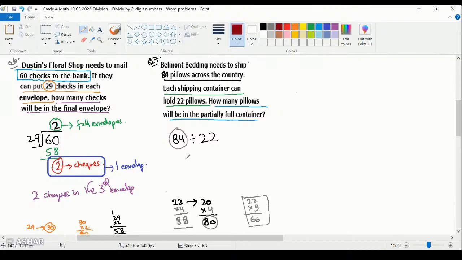So if 84 was to be divided by 22, can we say 22 times 3 was 66? And what is 84 minus 66? 84 minus 66 is 18. Agreed? How many pillows will be there in the partially full container? There are 3 full containers. Agreed? And this is partially full.